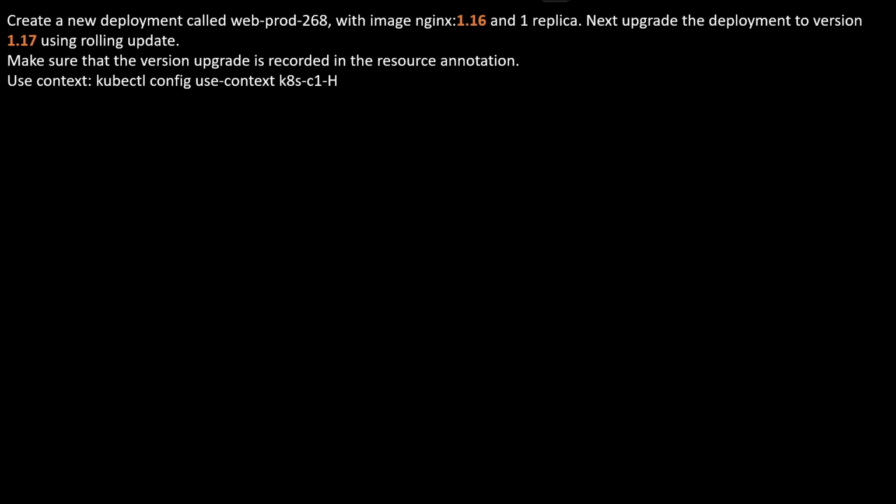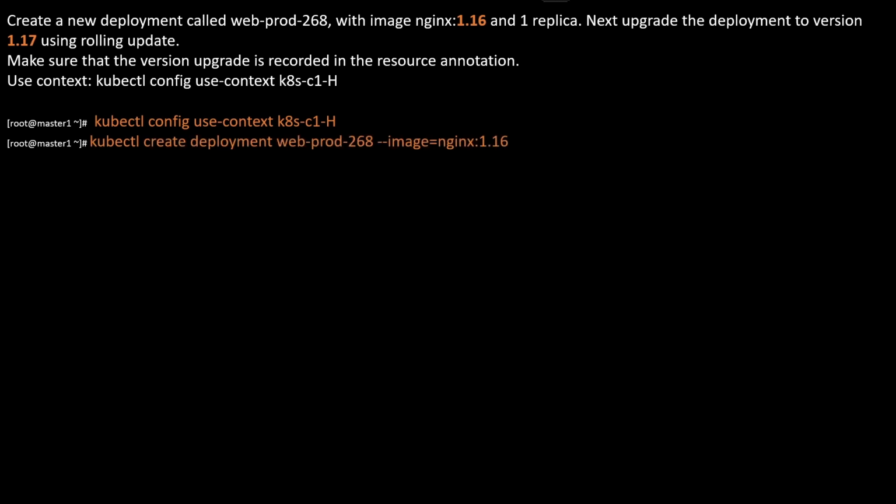How do we solve this type of question if it appears in the exam? The very first thing is to use the right context that is given in the exam. In this question, first we need to create a deployment with image 1.16 and it should have one replica. That's it. This is the command that we can use, create deployment, image, and if we do not mention any replica, it will automatically be one, right?